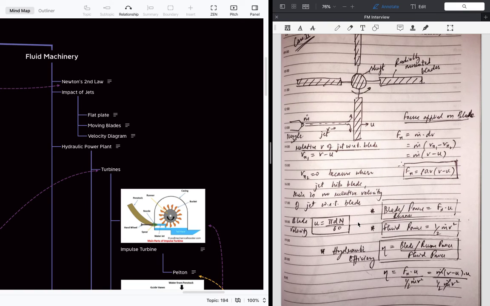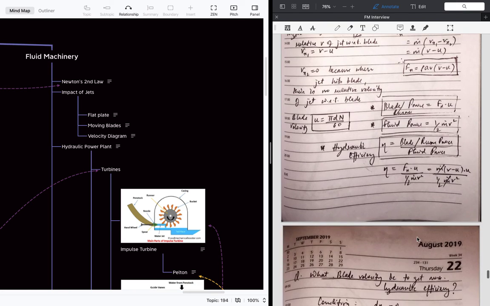And there is a general formula for blade velocity: u is equal to pi D N divided by 60, where N is the rotation speed in rpm. This is the total blade velocity. The blade power, or runner power, can be expressed as force times the blade velocity. And the fluid power is similar to kinetic energy, half times mass flow rate times V square. So this is the fluid power.